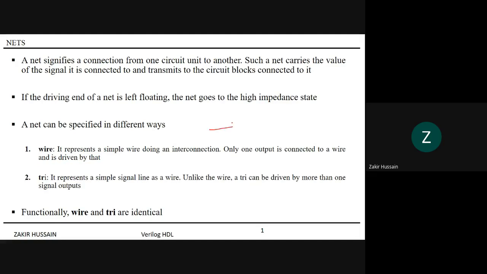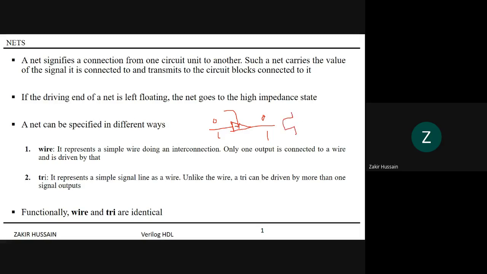So it is a simple buffer. What is the job of the buffer? You give one, it will come one. You give zero, it will come zero. Where do we use buffers? Some delays, if you want. For introducing the delays, we use the buffers.